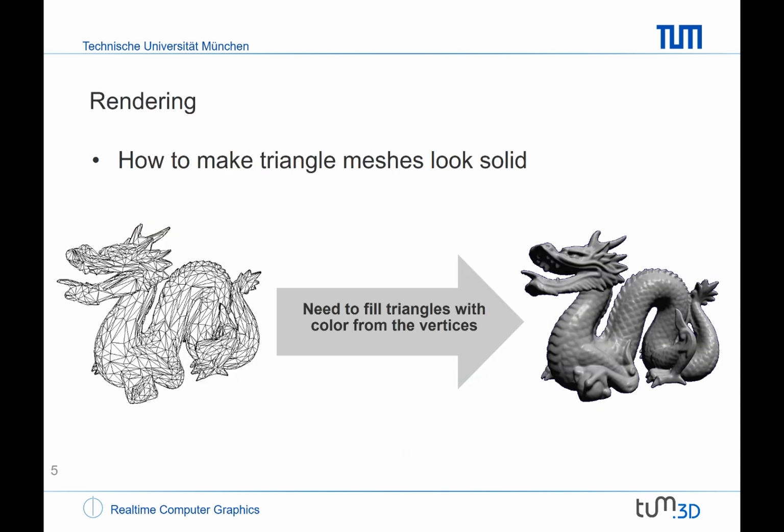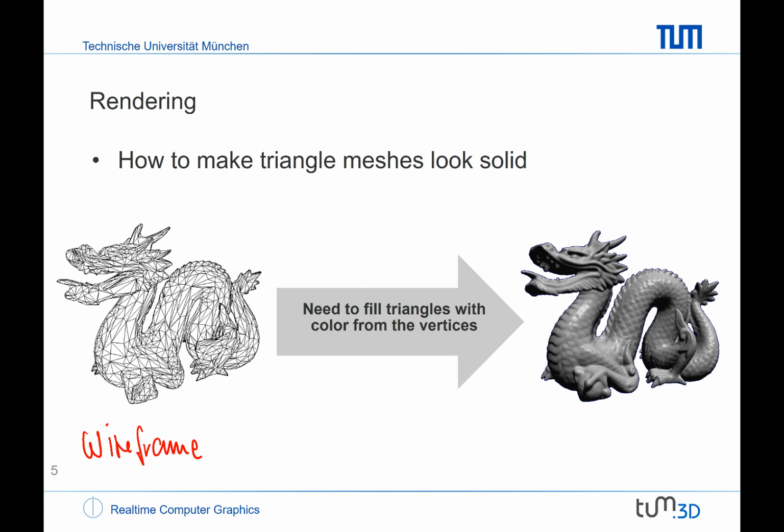So now comes the question, how do we make triangles or triangle meshes look solid? What we see here on the left-hand side is the wireframe representation, where we only draw the edges connecting the vertices in our geometric model. And what we see here on the right-hand side is a visualization of the very same geometric model, but now the faces appear opaque. We have also some illumination on these faces, which we will discuss later on.